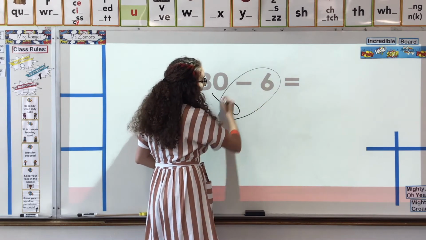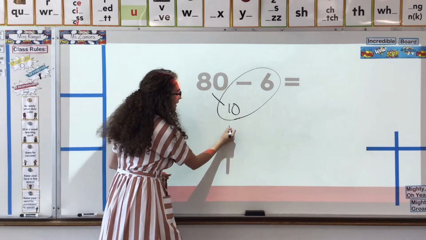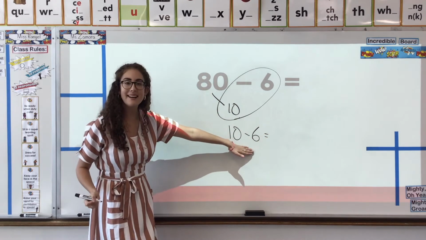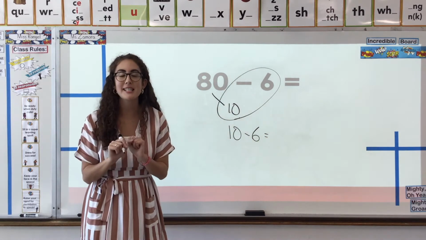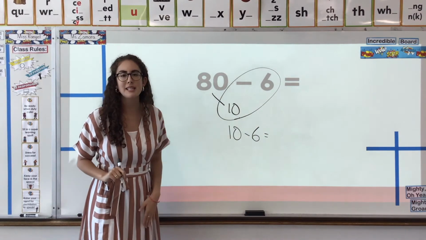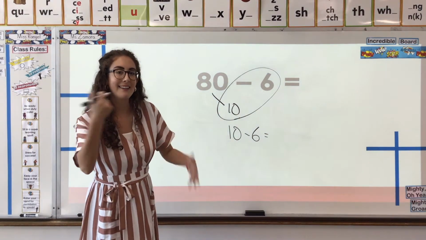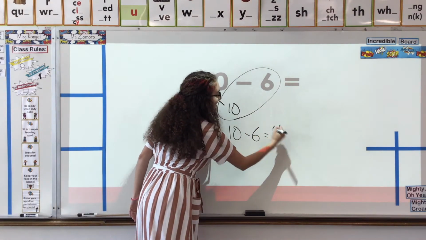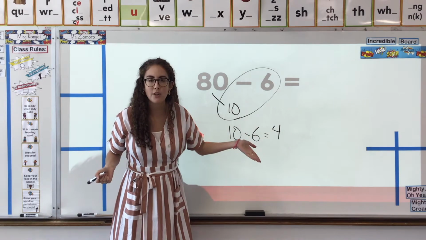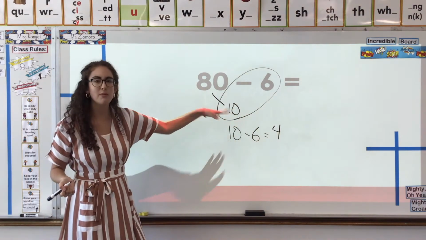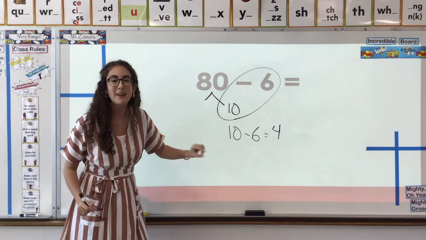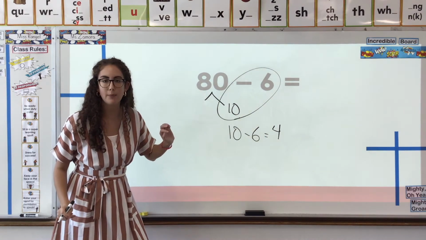So look, as we make our equation, 10 minus 6, we can see that's a pairs to 10 fact, which we can solve super quickly. What's 10 minus 6? It is 4, exactly, good job. So we have part of our answer already. But is this where we stopped yesterday? No, we practiced completing the number bond.